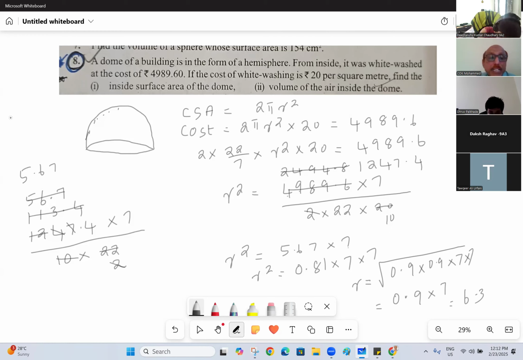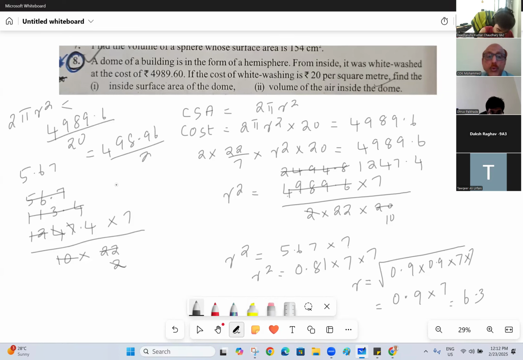Inside surface area will be 2 pi r square is equal to, understood? This is 24989.6. Okay, inside surface area, 4989.6 divided by 20, that is 498.96 by 2, that will be 249.48. That is the inside surface area, meter square. Now multiply 2 by 3 pi r cube, you will get the volume of air. Is that clear? You can write it.